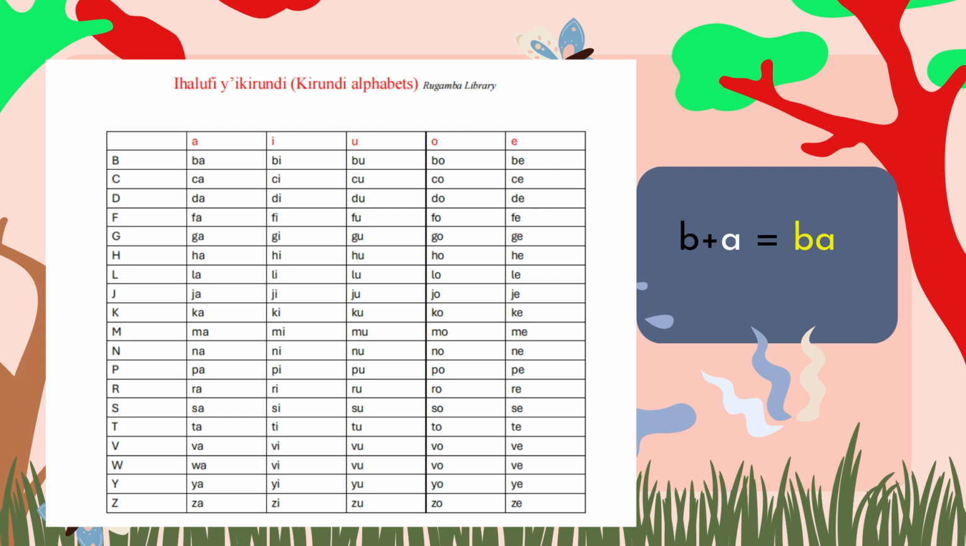Je na a ni ja. Je na i ni ji. Je na o ni ju. Je na o ni jo. Je na e ni je. Alright, now let's go to K.